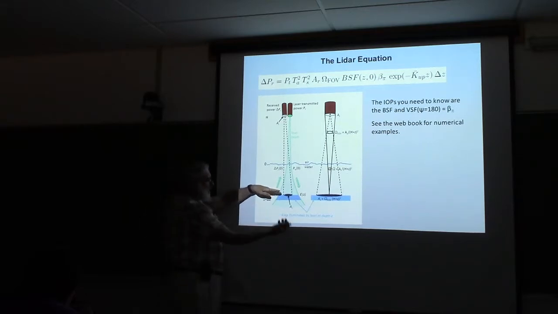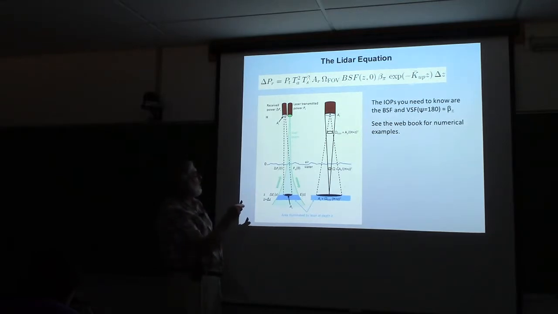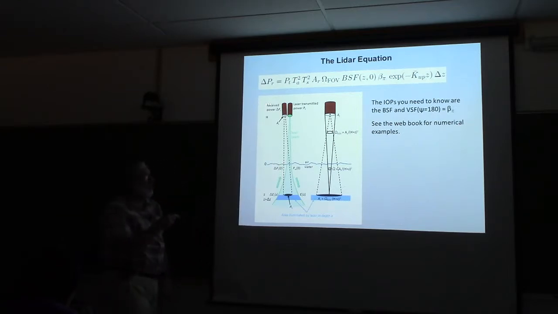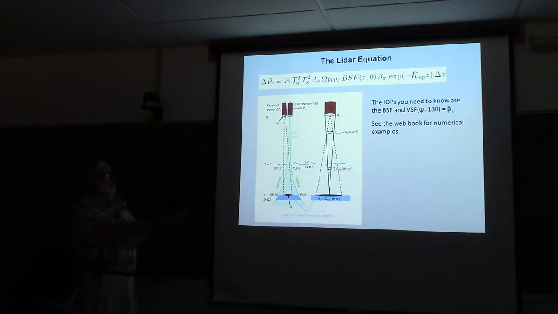So how thick of a layer? If it's a thicker layer, you're going to get back more light. And then it finally comes back, it's attenuated by the surface again, and then it has to go through the atmosphere again. So that's the LIDAR equation, or one form of it. And I'm just going to let it go at that.